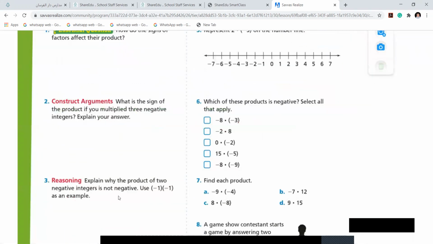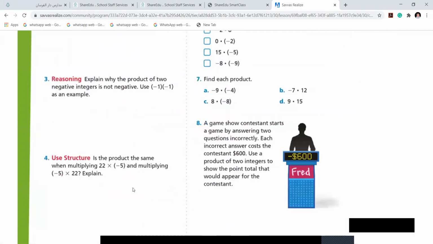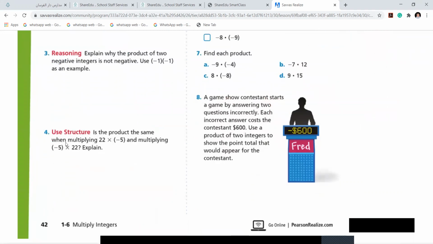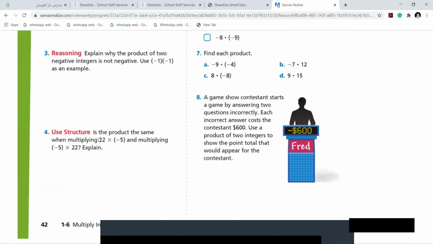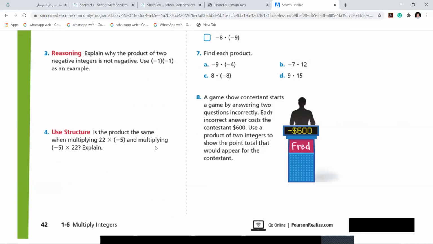Now, this writing part, I'm not going to make you write. The last one, explain why the product of two negative integers is not negative. You don't need to explain, I'm not making you do it. Now tell me, is the product of 22 times 5 and 22 times minus 5 the same, girls? Is the answer the same for both of them? 22 times minus 5 and minus 5 times 22, is it the same? Yes, because it is the commutative property. 22 times minus 5 or minus 5 times 22, it has to be the same.